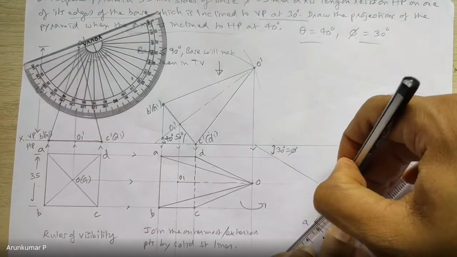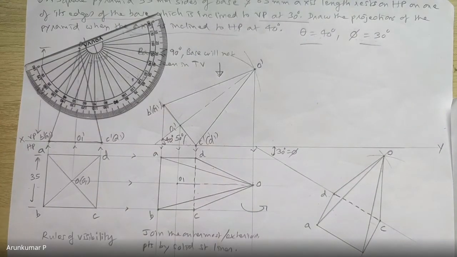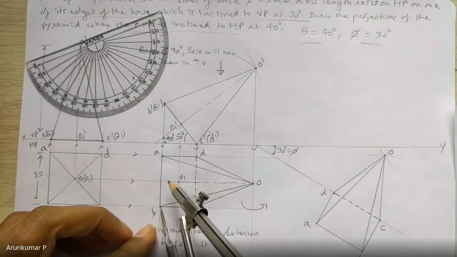I'll join A to O also. Okay, and don't forget O1. So to locate O1, you can again use a rounder. From A and B, you can find out the distance of O1 and locate O1. That is like this.